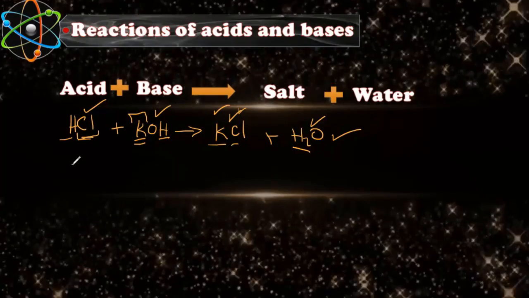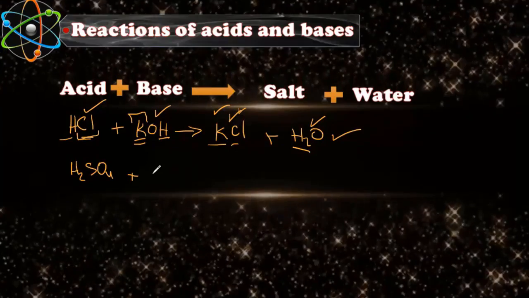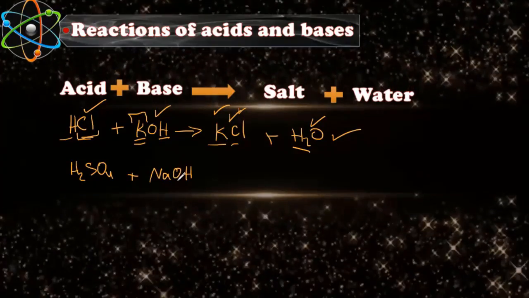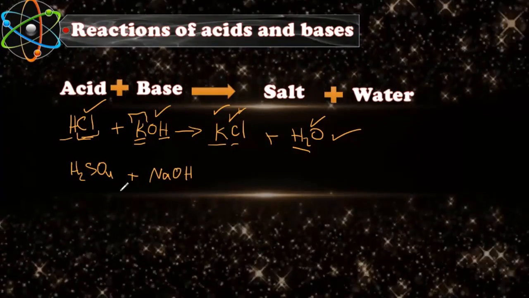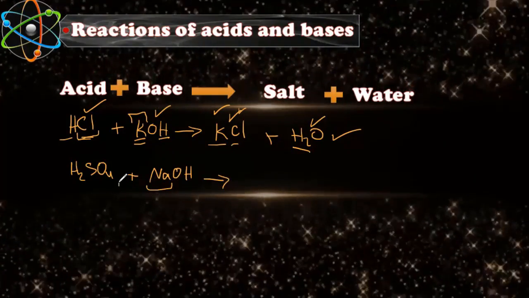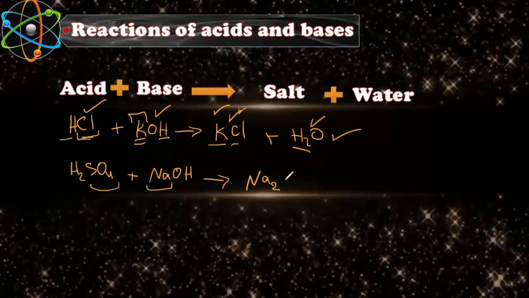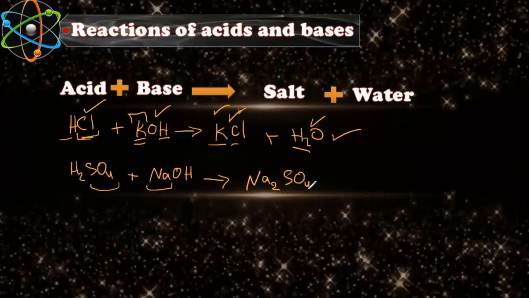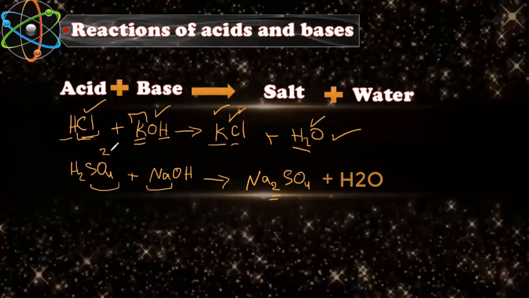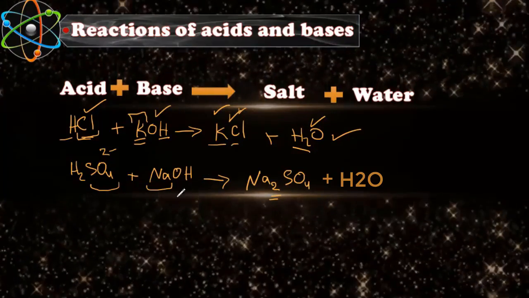I'll give you another example here. If we have H2SO4, sulfuric acid, plus let's say we have NaOH, sodium hydroxide, this will give us the salt, which will be Na and SO4. It will be Na2SO4. And why Na2? Because the oxidation number of sulfate is 2 negative.